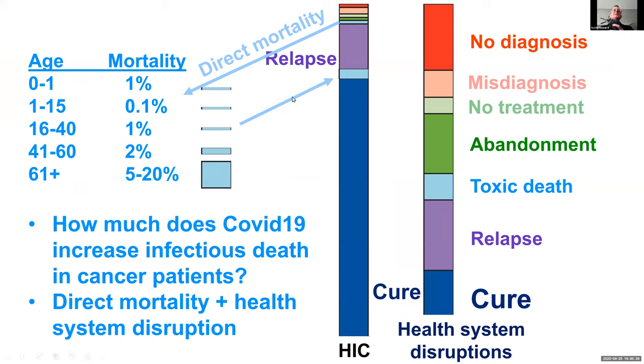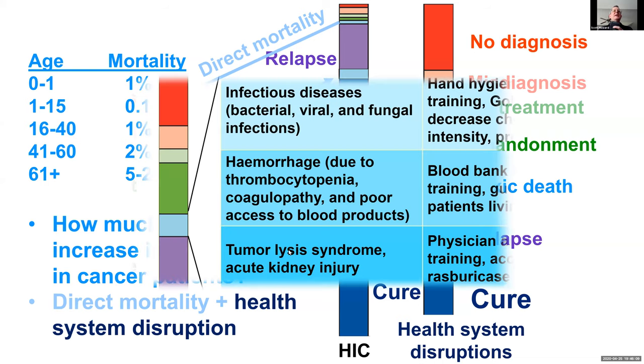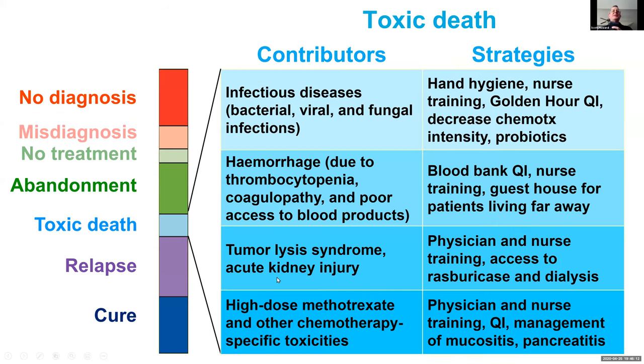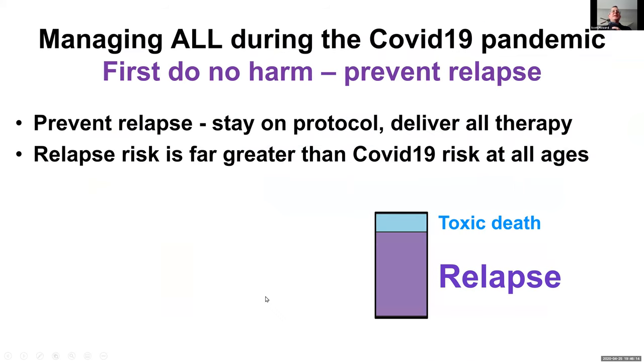Okay, very good. So you see here that above age 61, 5 to 20% of people may die of COVID-19 if they get infected. So the total risk of toxic death in high-income countries should be the sum of all these based on the age distribution of the patients and then the risk of death by each age group. Fortunately, many of our leukemia patients are here in this 1 to 60 category with really a very low increased mortality from toxic death. And toxic death isn't just from coronavirus, but also high-dose methotrexate or hemorrhage or any other cause or bacteremia.